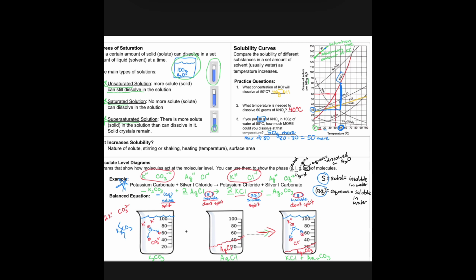All right, so this is my particulate level diagram for what has happened in this reaction. I had my two reactant beakers and I mixed them together to see what happened during that reaction.